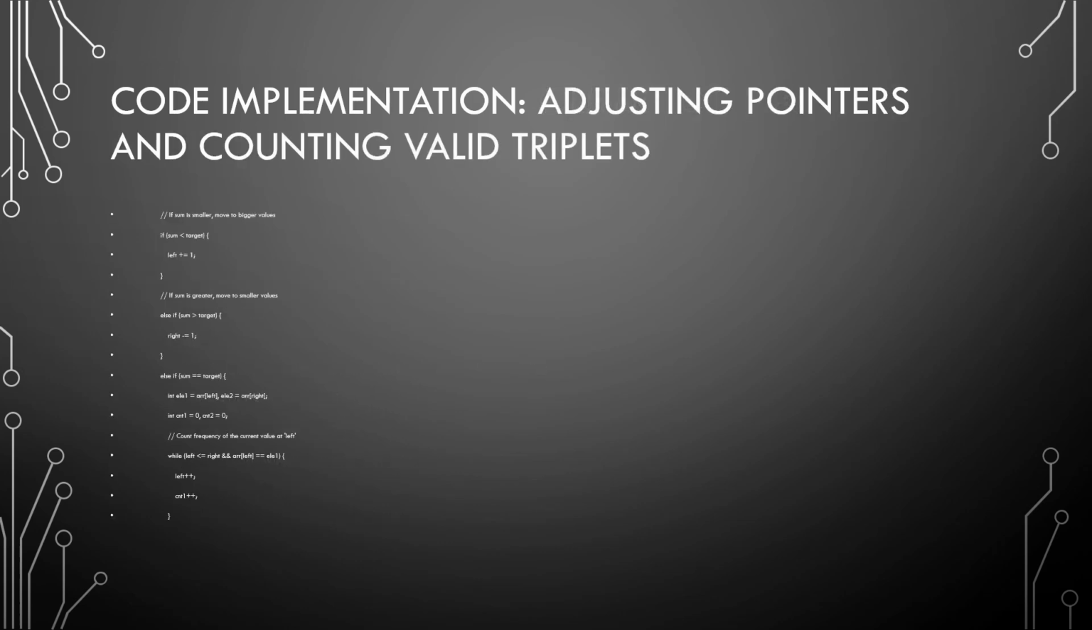As we continue, we calculate the sum of the elements at the pointers. If the sum matches the target, we then count how many occurrences of the elements at the left and right pointers are present. This helps us handle duplicate values efficiently by adjusting the left and right pointers accordingly.